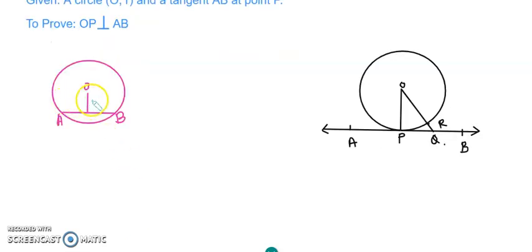The theorem that we have learned in 9th standard explains that any line segment passing through the center of the circle is a perpendicular bisector of the chord. Clear?